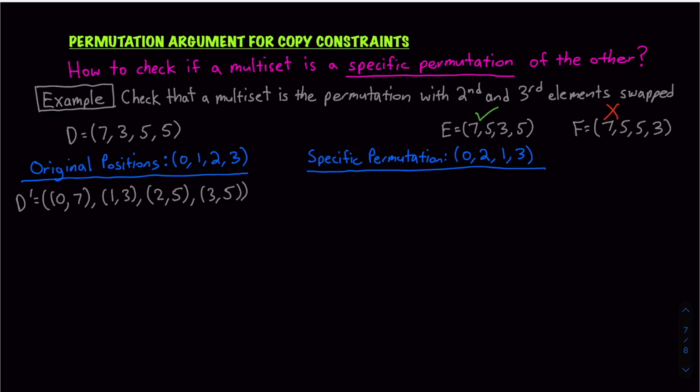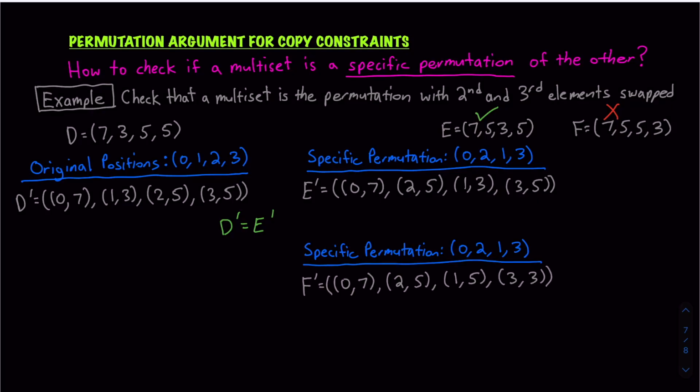For the set we are testing, we apply the desired permutation to the positions. So for set E, this gives us a new multiset E prime of tuples (0,7), (2,5), (1,3), (3,5). Note that D prime and E prime are equal multisets of tuples. Well, what about F? F equals 7, 5, 5, 3. Pairing with the desired permutation positions gives us F prime equals (0,7), (2,5), (1,5), (3,3). Note that there is no (1,5) tuple in D prime, so F prime fails this test. D prime and F prime are not equal.